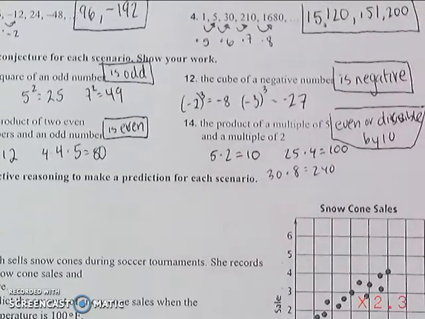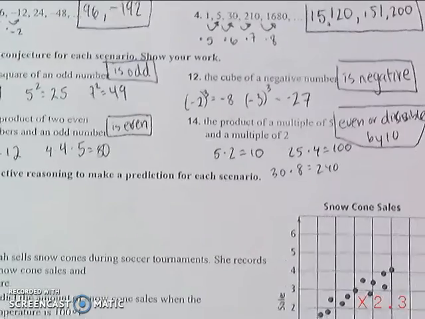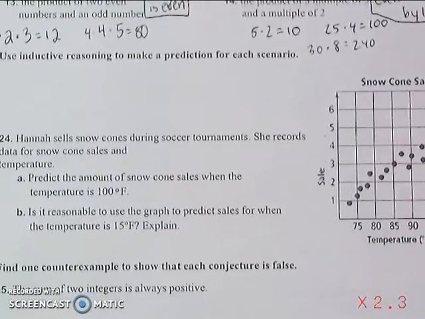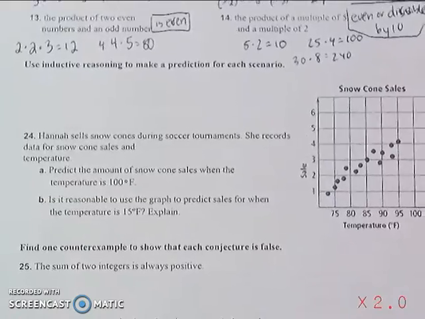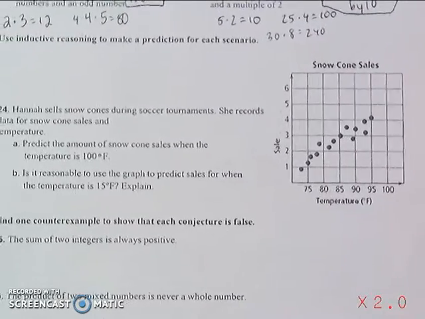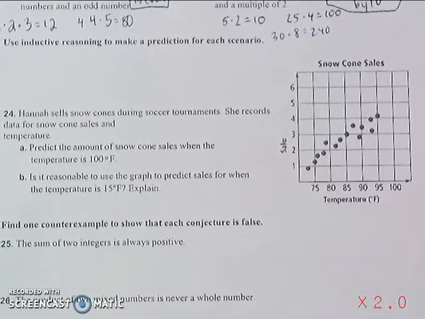Okay, so again, it's just trial and error on those. I might have to zoom out a little bit for this one. Sorry about that. We have inductive reasoning to predict our scenario.